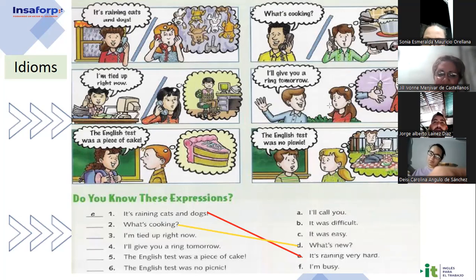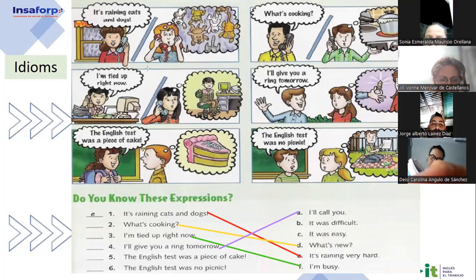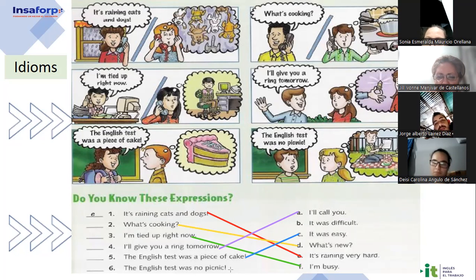Yes, Imagine. Okay, now let's continue, right? I'm tied up right now. The meaning is, I am busy. Tied up means busy, right? I'm tied up. Now, I'll give you a ring tomorrow. Oh, you will receive a ring. Nice. But no, I'll give you a ring is I'll call you. Okay, and the English test was a piece of cake. It means that the English test was easy. Easy to do, right? And the English test was no picnic. It's the opposite, right? It is difficult.